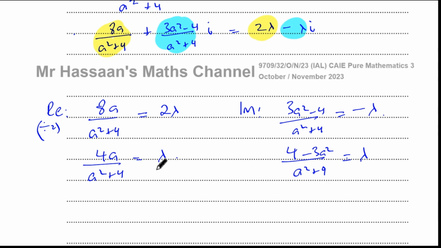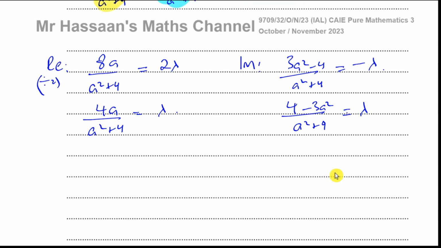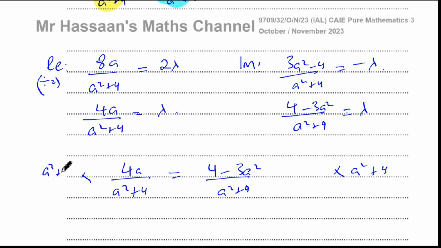So now, if these two are both lambda, they must both be equal to each other, because lambda must be the same. Which means that 4a over a squared plus 4 must be the same thing as 4 minus 3a squared over a squared plus 4. If I multiply both sides by a squared plus 4, they cancel out, and we're left with 4a equals 4 minus 3a squared.